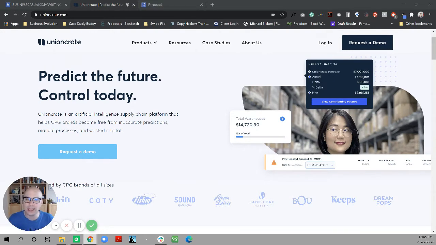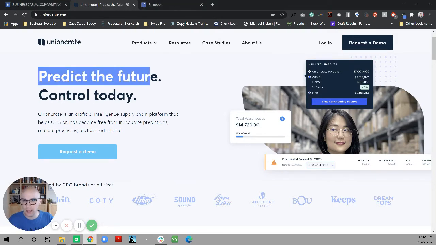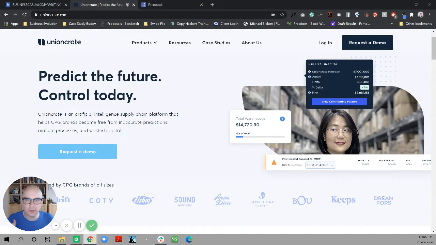So we led with a headline that addressed the benefits that both parties want, regardless of the tools that they ultimately choose. So predict the future, control today. And then this is the line that the team at Unioncrate ultimately settled on. I put forward about 15 different iterations for them to test, but this is the one they've got right now.